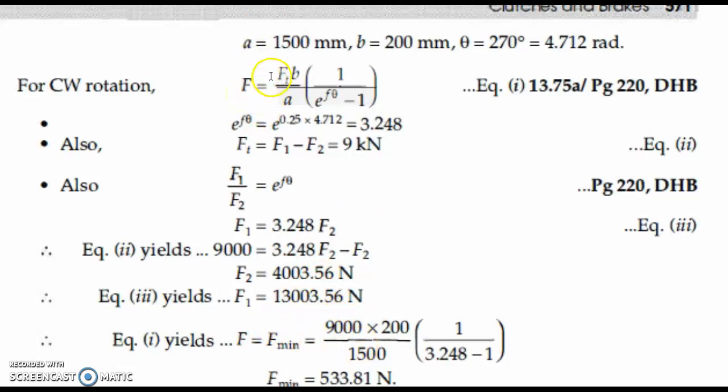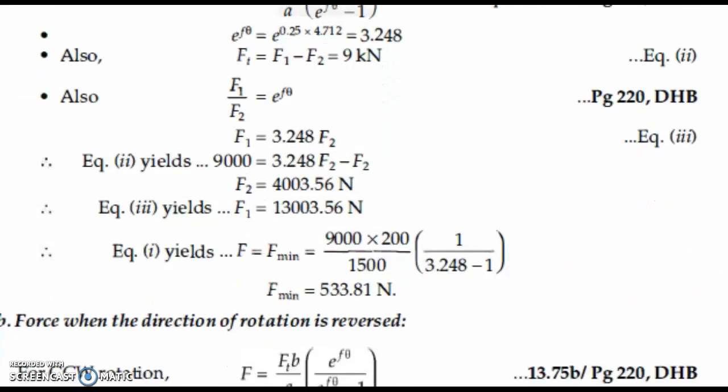Now we can substitute all these values in the first equation. If we substitute the value of Ft, that is 9000 Newton, and B the value 200, then A value is 1500, and we calculate the value of e raised to mu theta as 3.28. If we substitute, we will get F minimum is equal to 533.81 Newton. The values of F2 and F1 we need for the further steps.